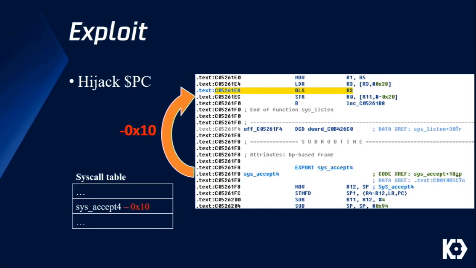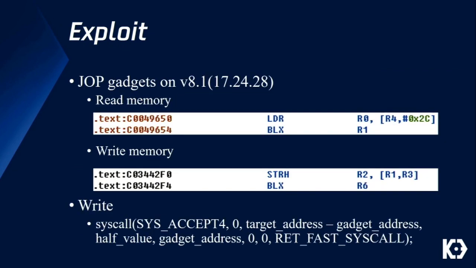So we decrease the address of accept4 in the syscall table. Then, due to an instruction BLX R3, we can hijack the PC to any address by setting the false argument of accept4. We hijack the PC to ROP gadgets to achieve arbitrary address read and write. What we need is just to set the proper arguments of accept4.